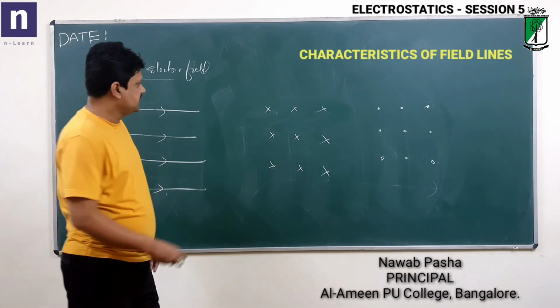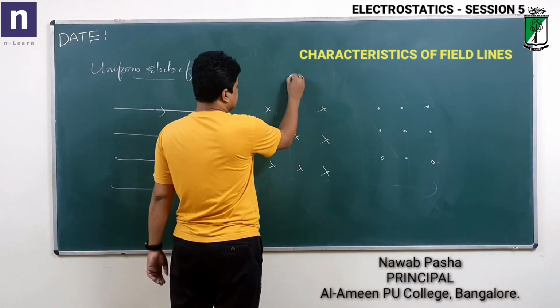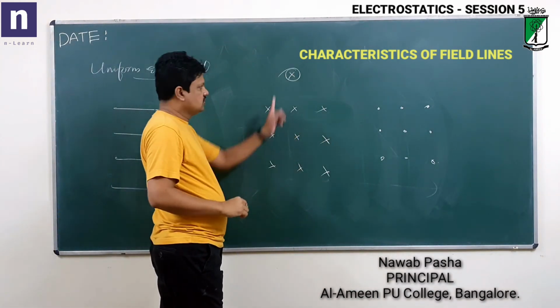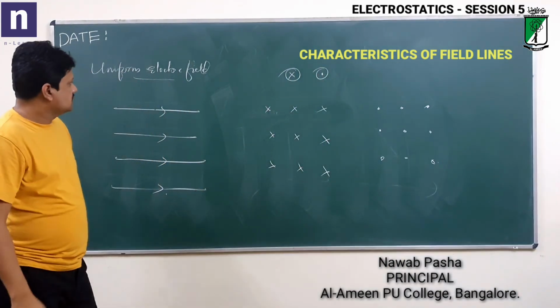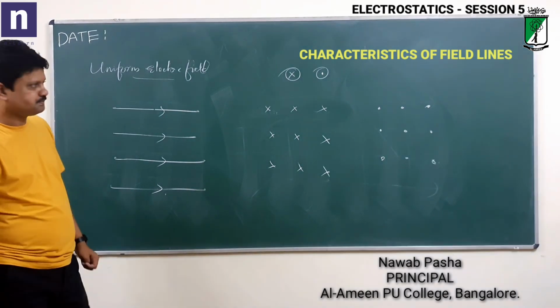So this is how electric fields are represented. This is a single arrow into the board. This is out of the board. That's it. That's about electric field lines.